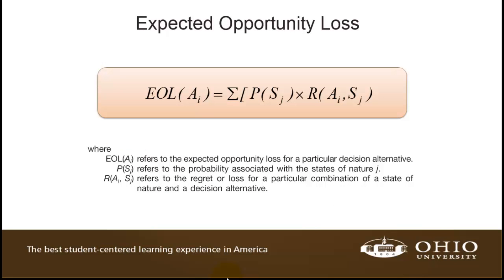Expected opportunity loss is calculated as follows. The expected opportunity loss is calculated in much the same way as the expected monetary value was, except that rather than use the payoff for every possible combination of alternative and state of nature, we use the regret. And we're going to take a look at how that's done here in just a second.